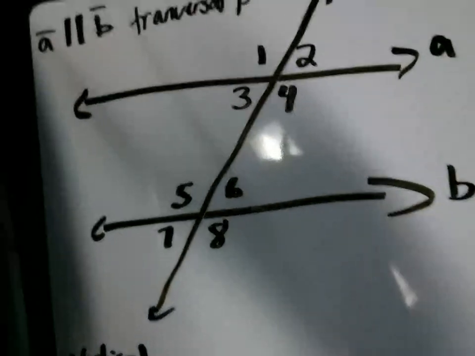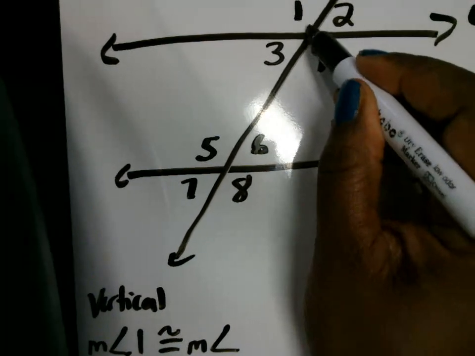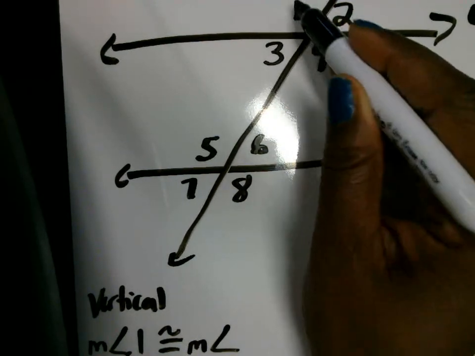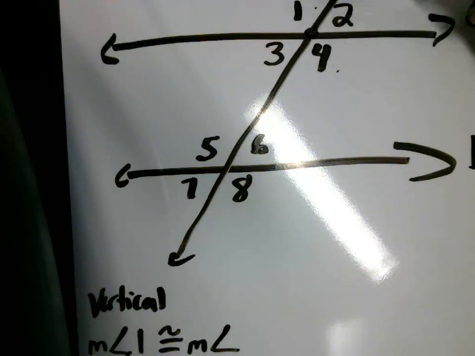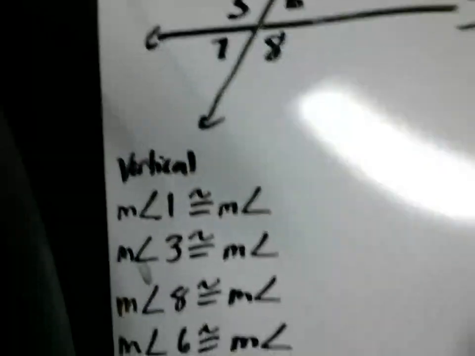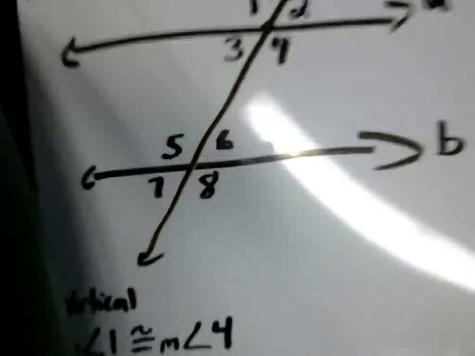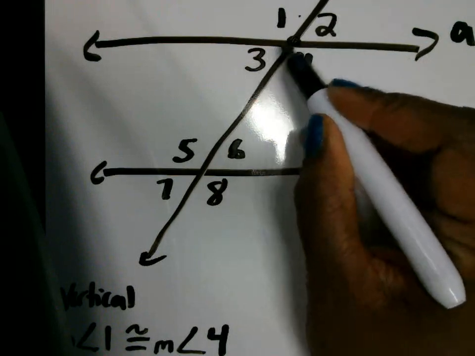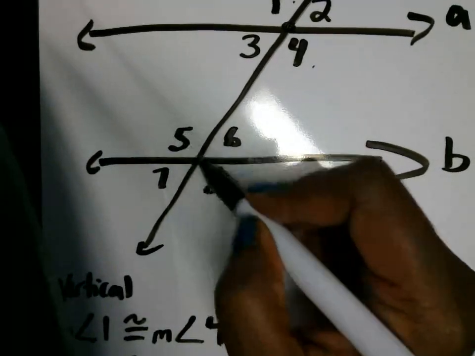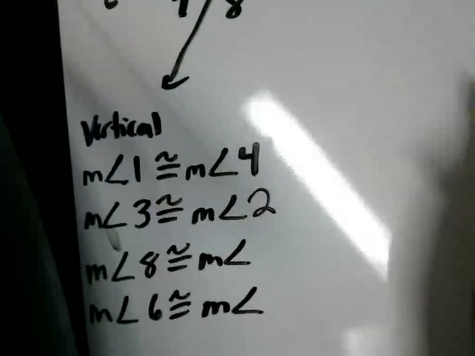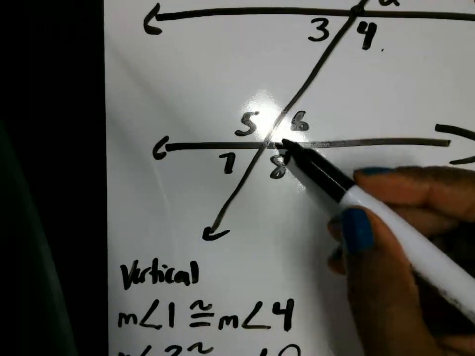What angle is diagonal from angle 1? This angle right here, 4. These two angles share the same vertex, and they are diagonal from each other. 1 and 5 correspond. They're in the same position. 1 and 4 are diagonal. These two angles are vertical, 1 and 4. That means they are congruent. What about 3? Which angle is vertical? 2. 3 and 2 are vertical. What about 8? 5 and 8 are vertical. They share the same vertex. They're diagonal. 5 and 8, or 8 and 5. What about 6? 7. 6 and 7 are vertical.